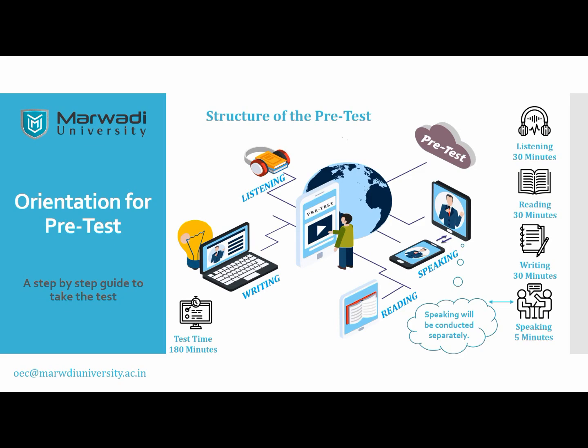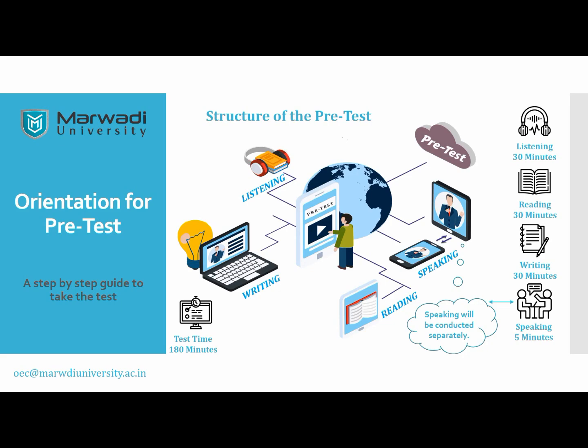During this 180 minutes, you need to complete 3 modules called listening, reading and writing. You can select any module as per your convenience. For example, you can start with listening, you can start with reading, or you may start with writing. But you need to complete all these 3 modules within 180 minutes.